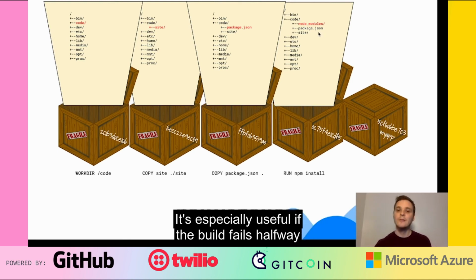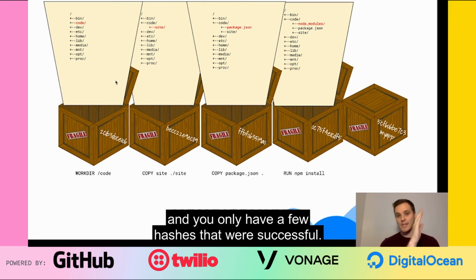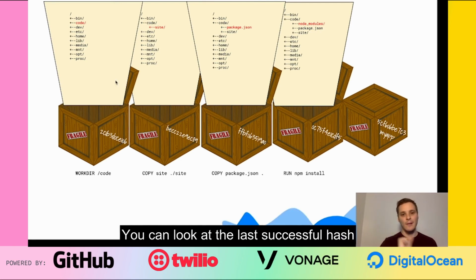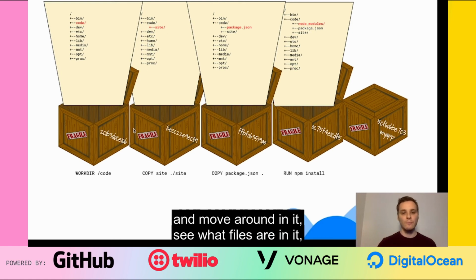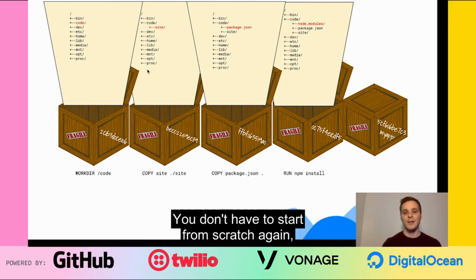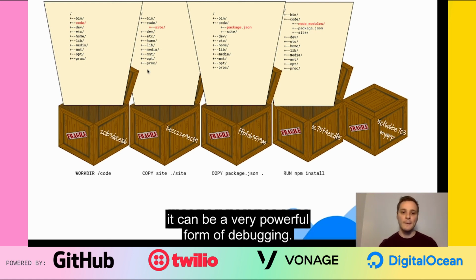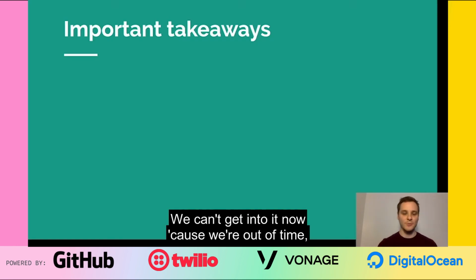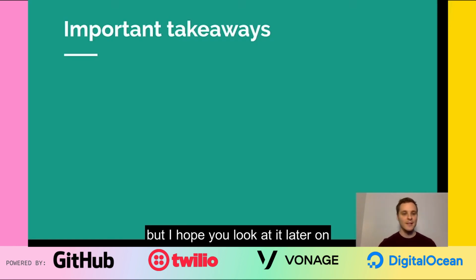It's especially useful if the build fails halfway and you only have a few hashes that were successful. You can look at the last successful hash and move around in it, see what files are in it, see what commands work in it and don't. You don't have to start from scratch again. It can be very powerful for debugging. We can't get into it now because we're out of time, but I hope you look at it later on in your development adventures.